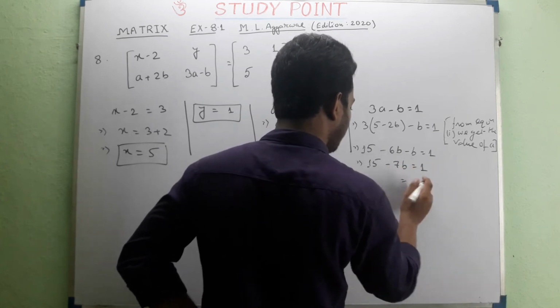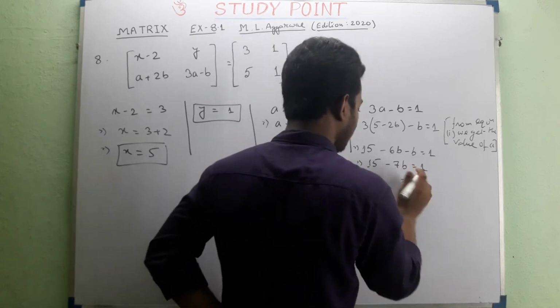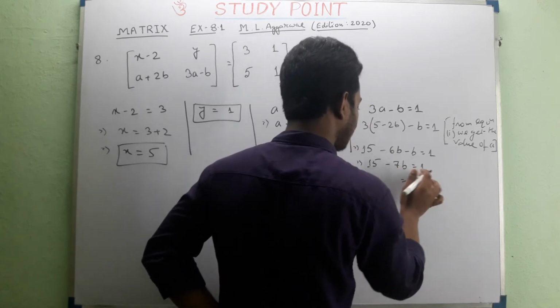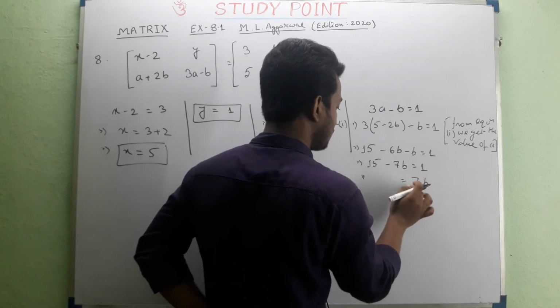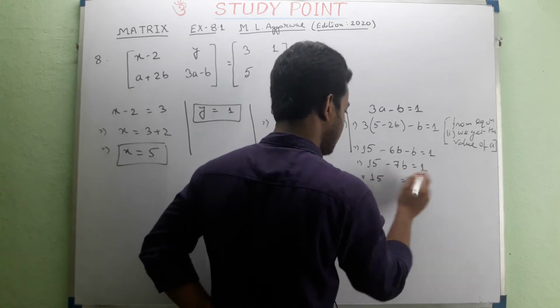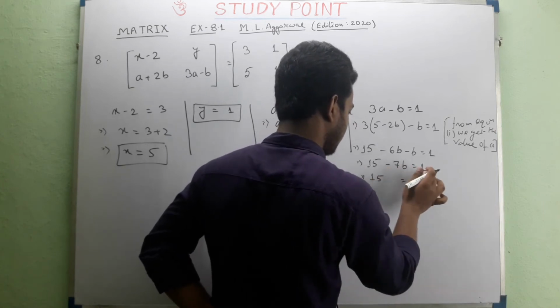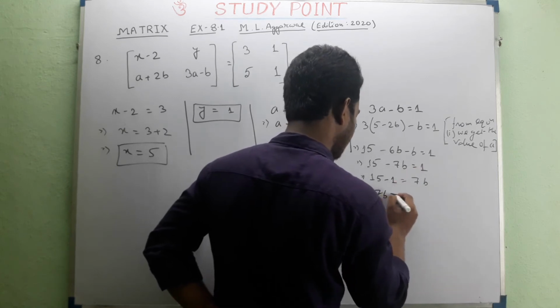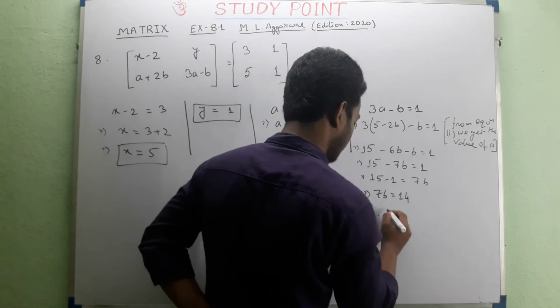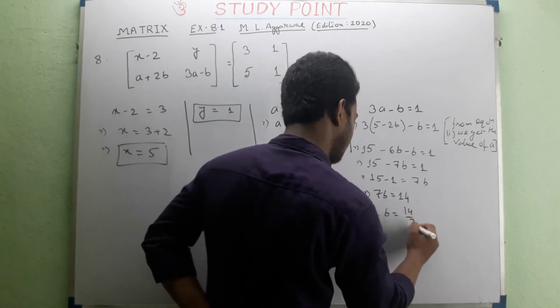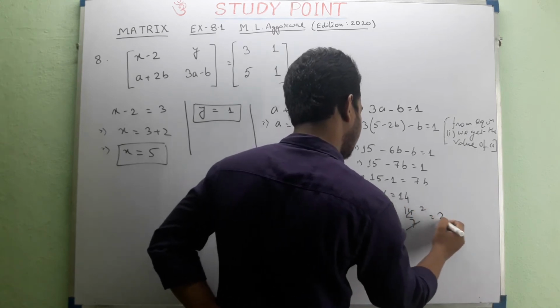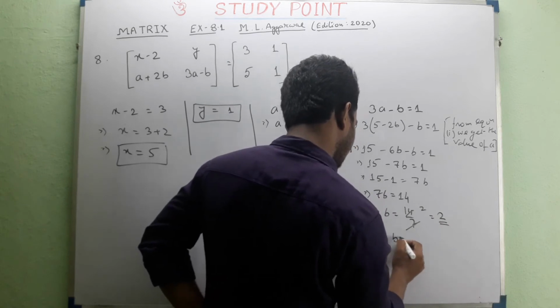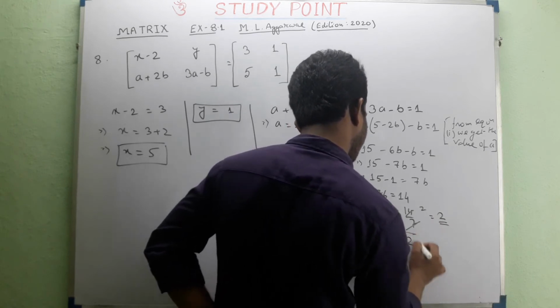Now we have to find the value of b, that's why I am changing its side so that the sign before this entire term should be plus. After changing its side, it will be minus 1. Now it looks like 7b is equal to 14. Therefore b is equal to 14 by 7, that is 2. So the value of b is equal to 2.